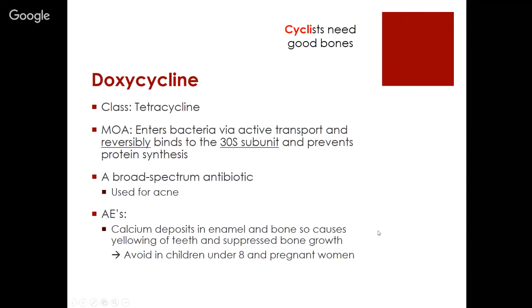Doxycycline is another one of those that binds to the subunit. This one reversibly binds to the 30S subunit. That's pretty much all I can say about it. The side effect to know about this one is that it causes calcium deposits in teeth and bone, so it can suppress bone growth and it can cause yellow teeth. So it's generally not given to children who are still growing quite rapidly and who need good bones. So it's not given to children under 8 or 10.